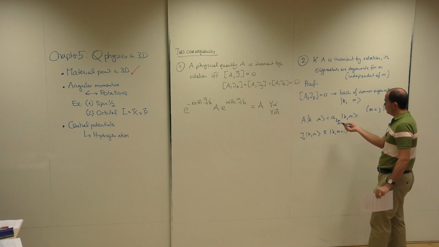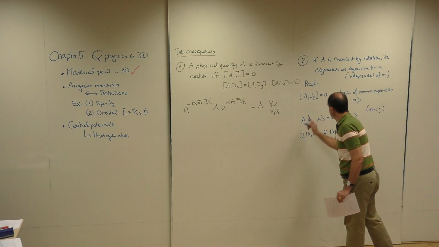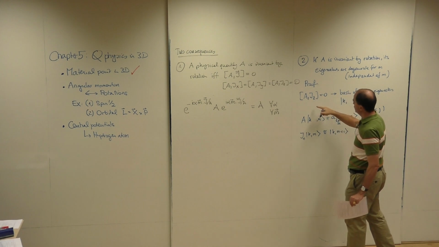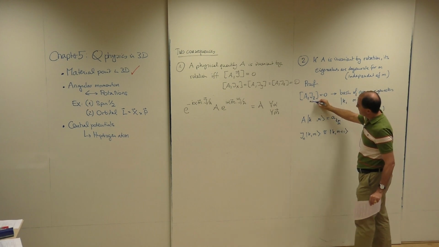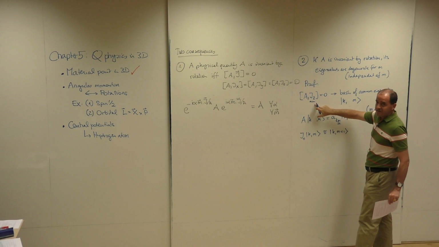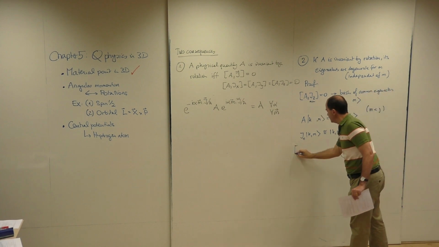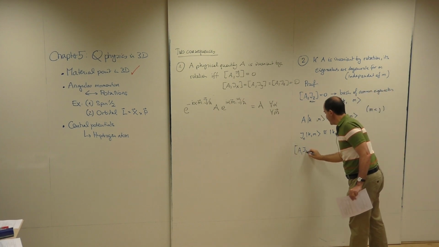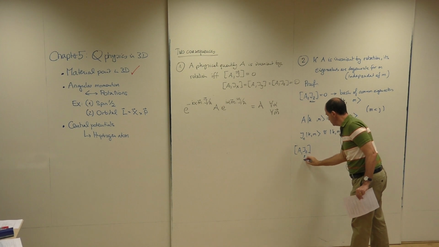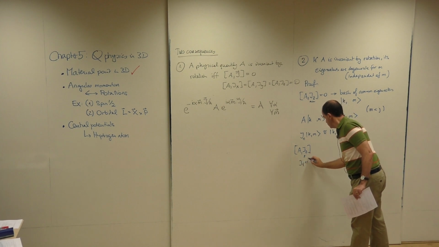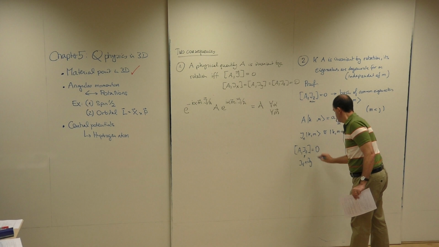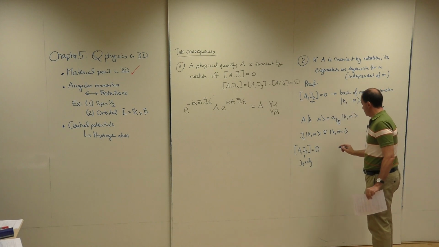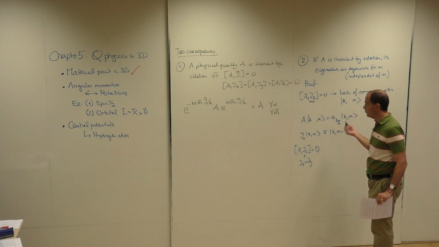Okay? But J commutes with A. J plus commutes with A by assumption of invariance by rotation. So here, you see, I've used that A commutes with Jz. Now I'm going to use the fact that A commutes with Jx and Jy also, to reach my conclusion. So I really need that it commutes with the three components.